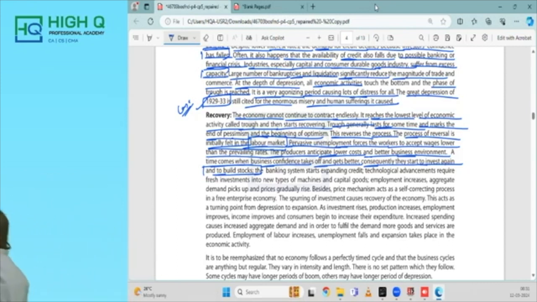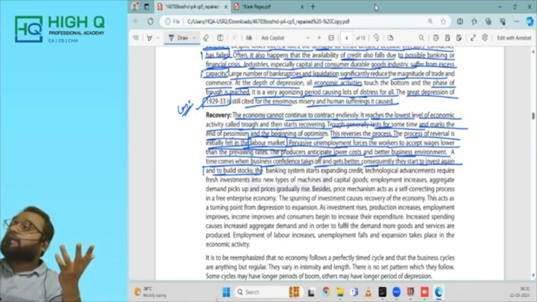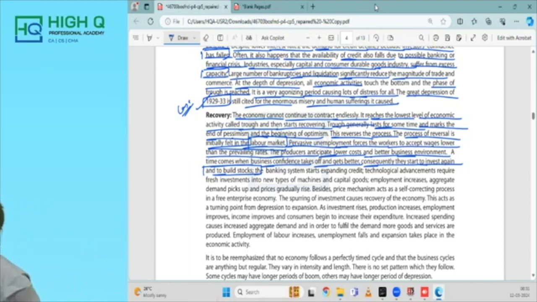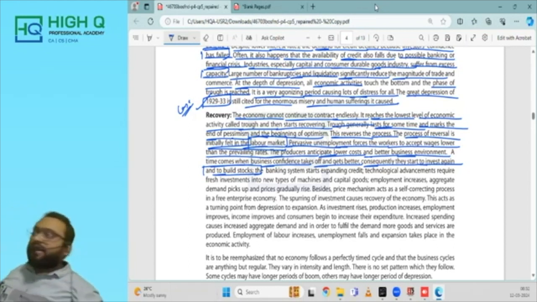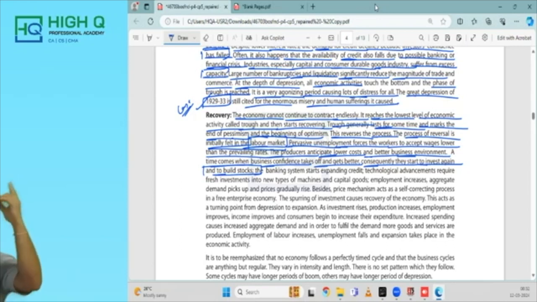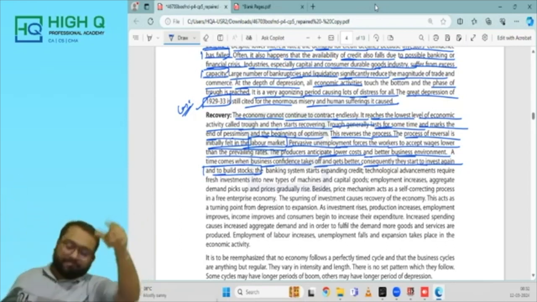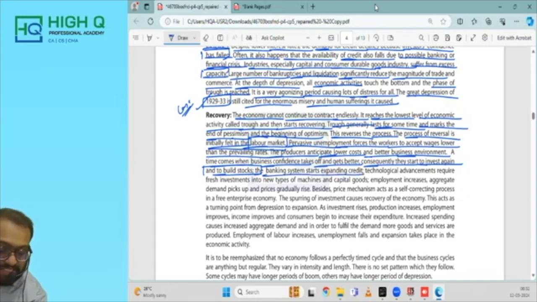Now the market has rewound. Yes or no? I have labor at a lower cost. Cost of production is less. Selling price is good. Why is selling price good? Less competition. And that is why now I have confidence. I'll take loan. Are you understanding the connections? Yes or no? Banking system starts expanding credit. Credit means loan. Stock means inventory.